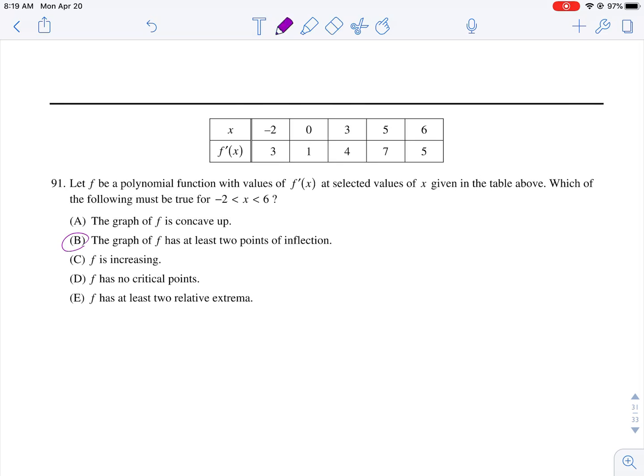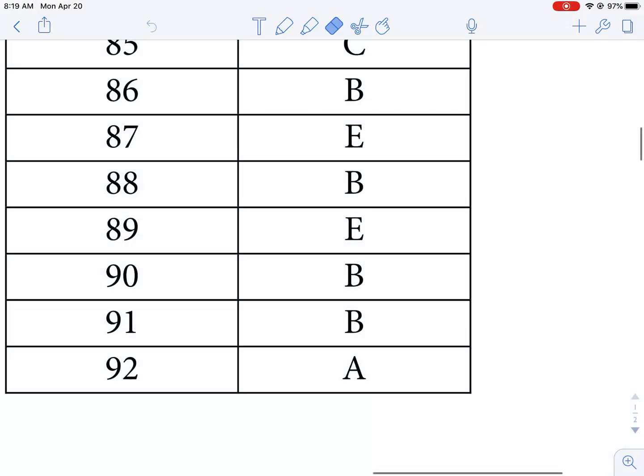Must be true. F has no critical points. It could have critical points. We don't know. What if at -1 f prime equals 0? Well, that's a critical point then. We don't know enough values of f prime to determine that. F has at least 2 relative extrema. Well, based on the data we're given, f prime never changes signs, so we certainly don't know if it changes signs twice, which is what would cause a max or min. So the answer is B for 91.